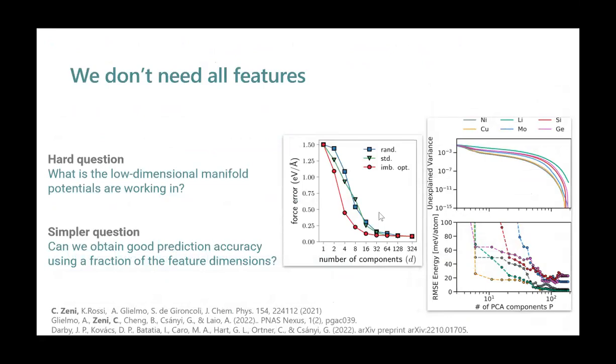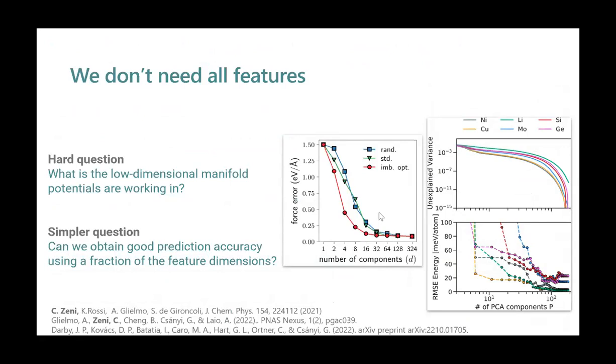One might argue, well, true, but we don't really need 1,000 features. Well, yeah, you have a point. So the hard question we would like to answer here is, what is the low-dimensional manifold that this data lives in, or the potentials are working in? This is a super hard question.